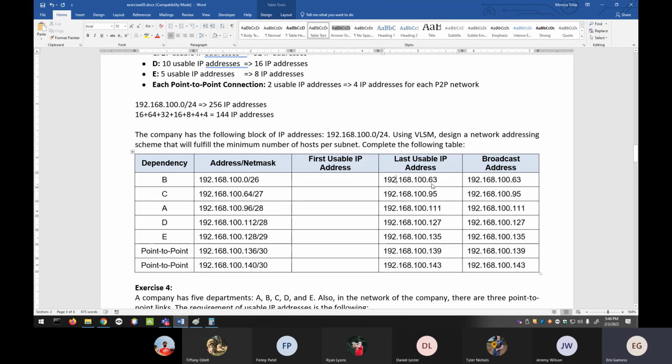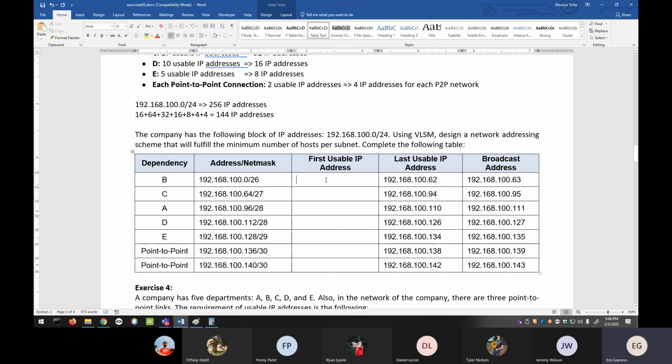So 63 will be a 62, 95 will be a 94, 111 will be 110, 127 will be 126, 135 will be 134, 139 will be 138, 143 will be 142.